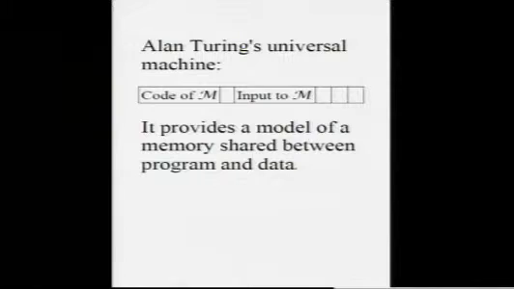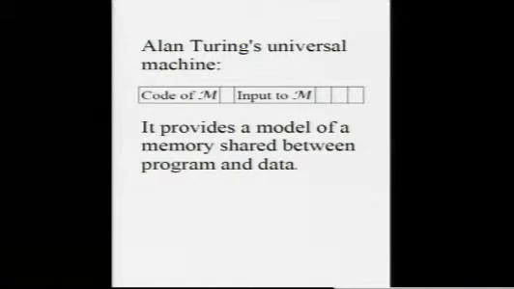Okay. Now, we get from this general, so far straightforward idea to Turing's leap to a universal machine. Here's the idea of Turing's universal machine. The universal machine would be a Turing machine.